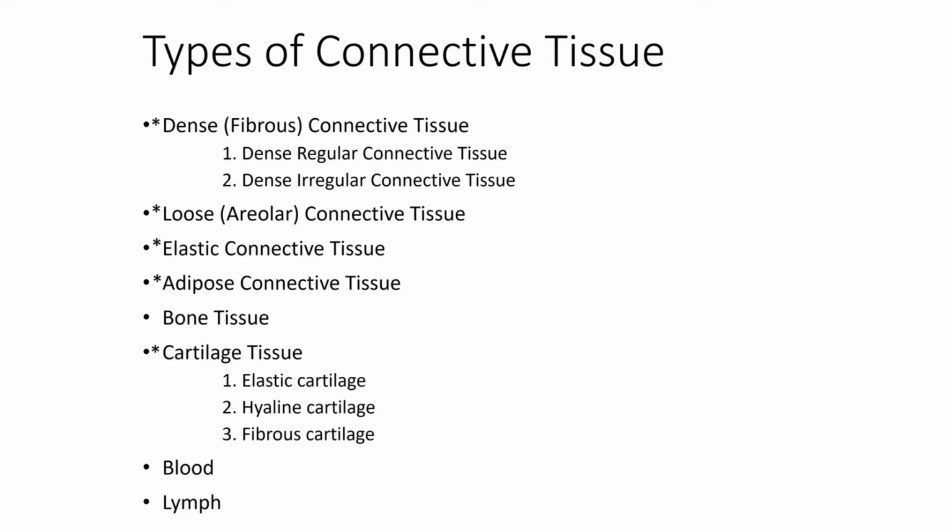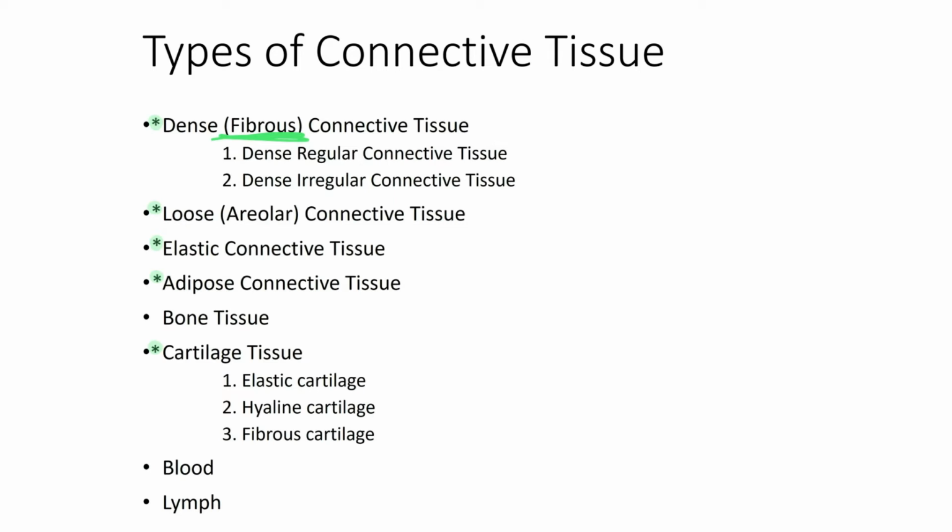Here we have a list with different types of connective tissue. The ones that we'll be covering in this lecture are the ones that have the asterisk on the left side. Now, let's look at this list together. The first one we see listed says dense fibrous connective tissue, and it has the word fibrous because it has lots of fibers in it.